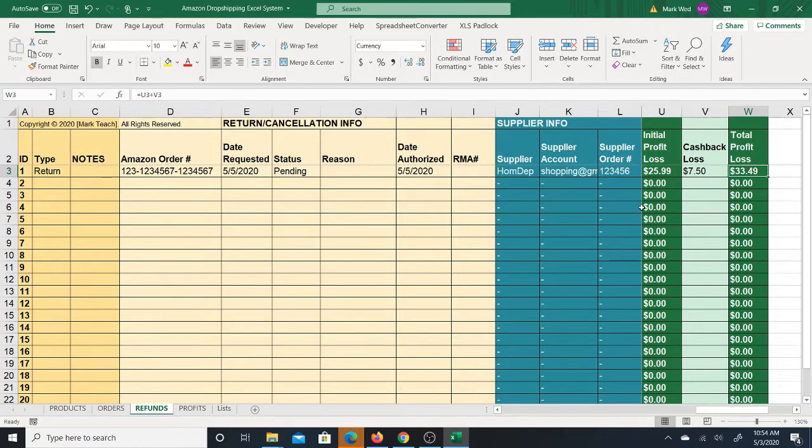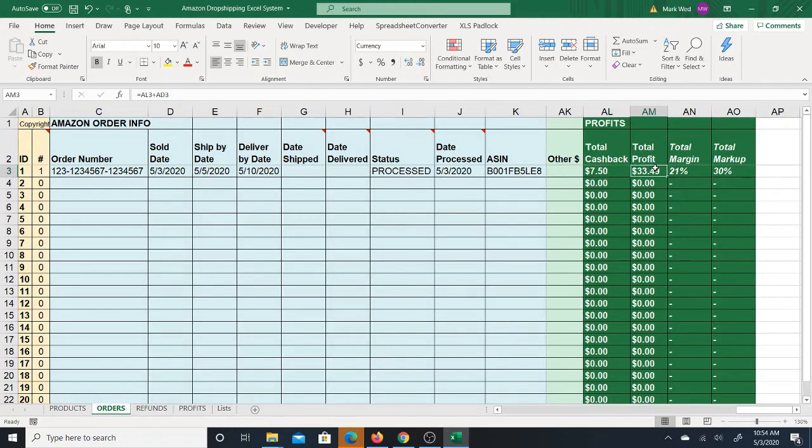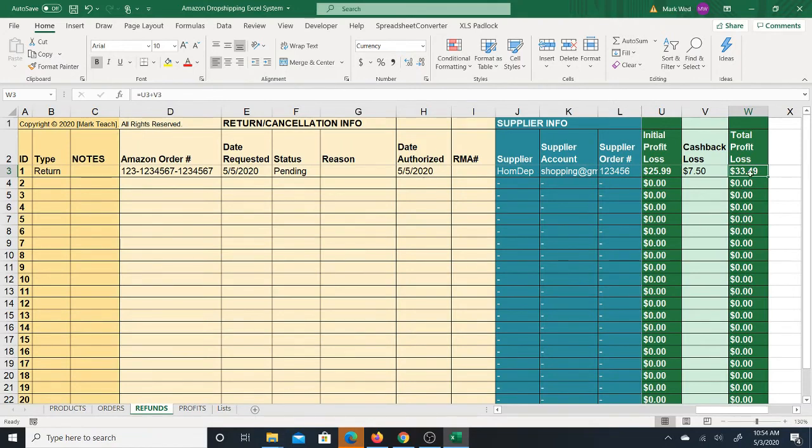So what happens when you calculate the net of the situations? You take the original profit that you made of $33.49, and now you're going to subtract what you lost, which was $33.49. You originally made $33.49, but then when they returned it, you lost $33.49. Profit loss balances out. You made $0 on the order. You made nothing.